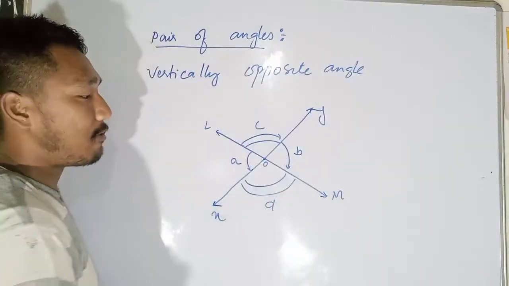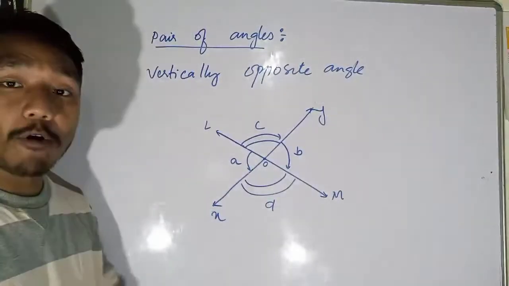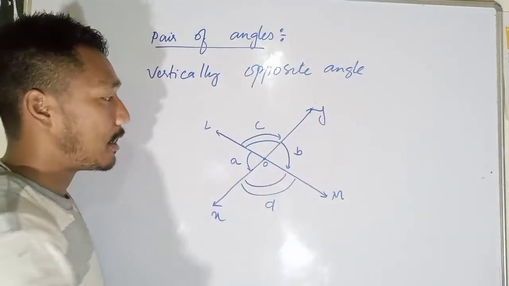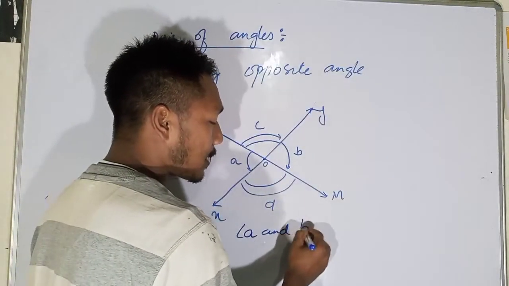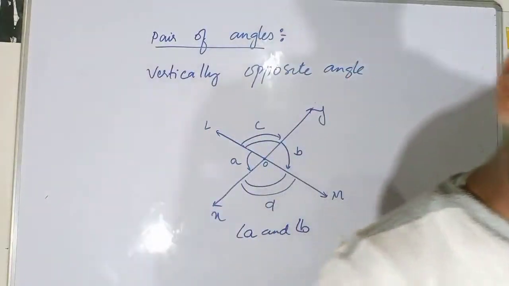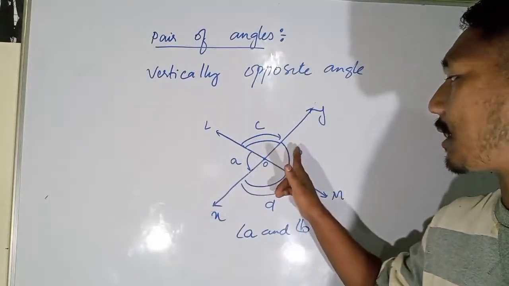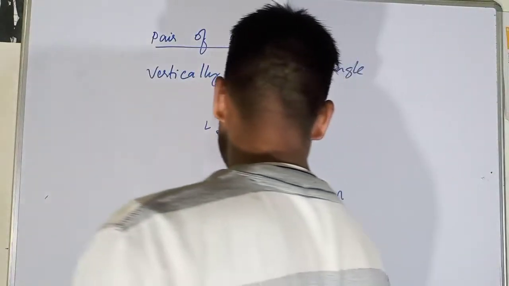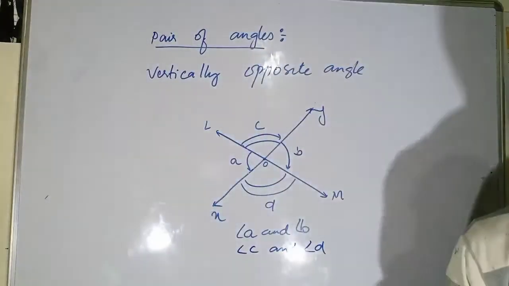They form angles, and how many angles do we have? We have 4 angles. Out of these 4 angles, angle A and angle B will be considered vertically opposite angles, and angle C and angle D are also vertically opposite angles.